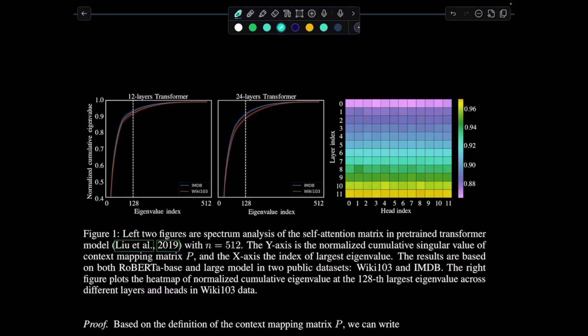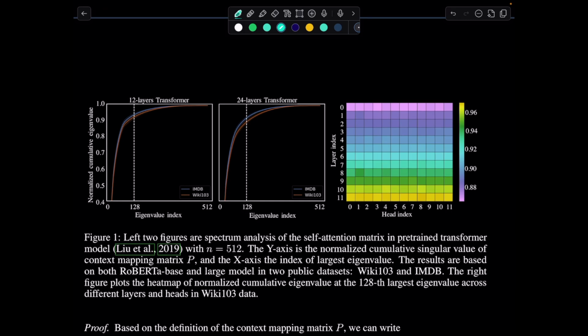The paper also gives empirical data to demonstrate that the low rank P tilde has most of the information from P. As you can see from these three diagrams, they are the self-attention matrix P of a pre-trained transformer model. This model has multiple layers of attention. The sequence length is 512. That is why, as you can see in the x-axis, the largest eigenvalue index is 512.